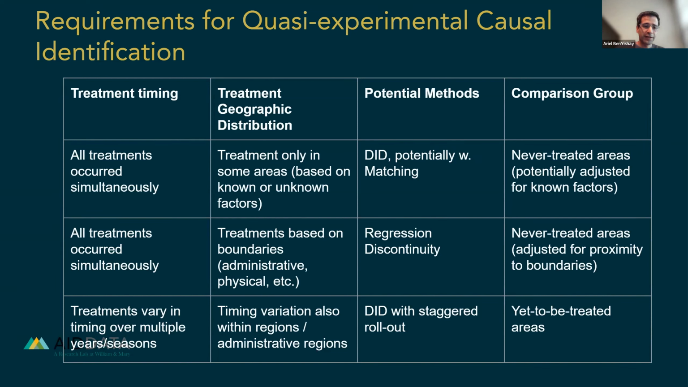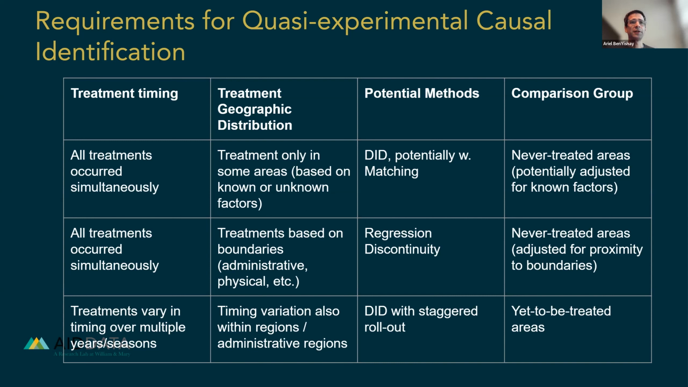So more broadly then, for geospatial impact evaluations, this is one of our typical walkthroughs. Our first criterion that we think about, again, is the treatment timing. If all the treatments occurred simultaneously, we have a choice. We go to the second column where we think about the geographic distribution of the treatment. If the treatment is only in some areas based on unknown or known factors, we can turn to DID. Again, that's the first version of DID that we looked at just a moment ago, potentially combining it with matching and having never treated areas as the comparison group.